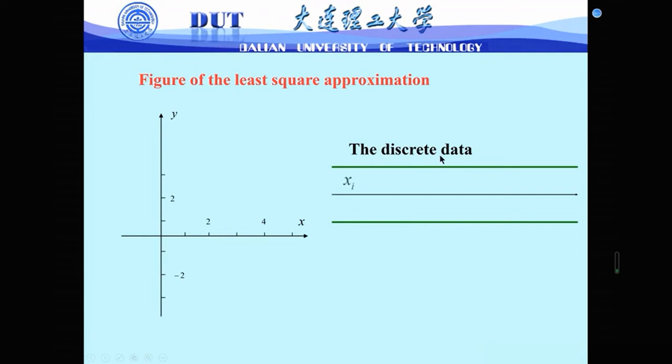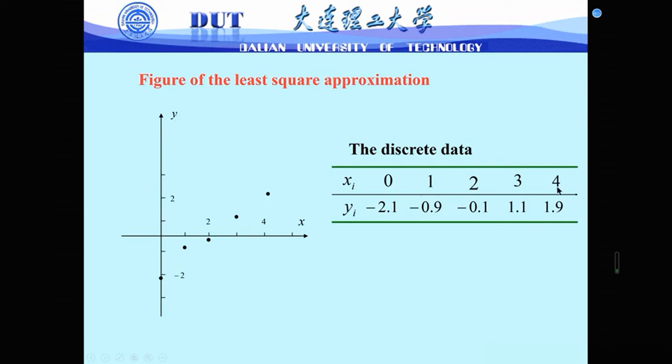Now you see, we are given the discrete data points. 0, minus 2.1. So here, this point, you can see. X is 0, yi is minus 2.1. And next point, 1 and minus 0.9. So 1 is here, right? Okay? Here, minus 0.9. And next, 2 and minus 0.1. 2 here, minus 0.1 here. And next, 3 and 1.1. So this should be 3. 1.1. Okay, this point. Continue. 4 and 1.9, okay, close to 2, like this.